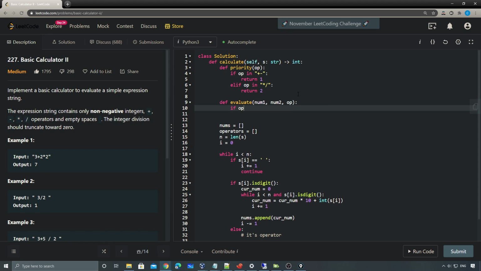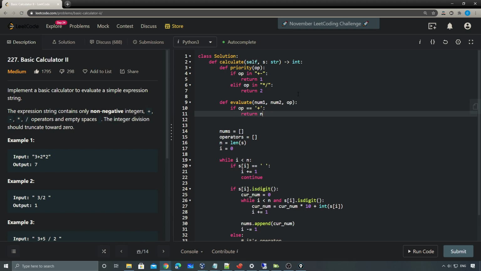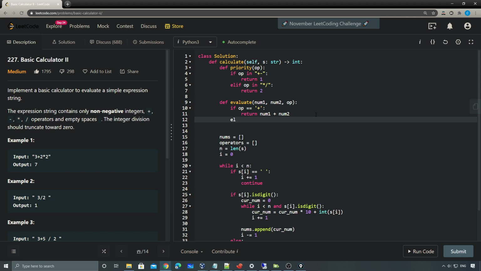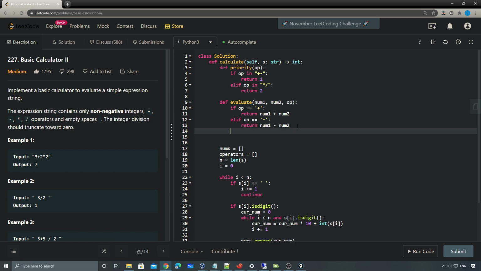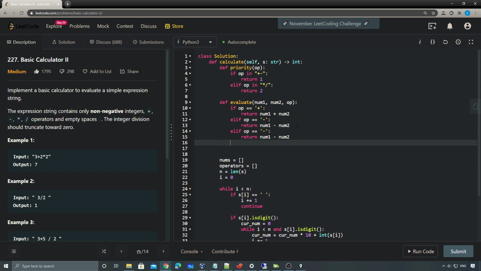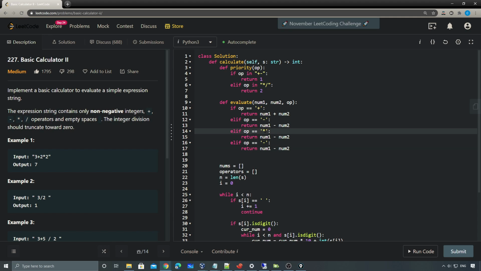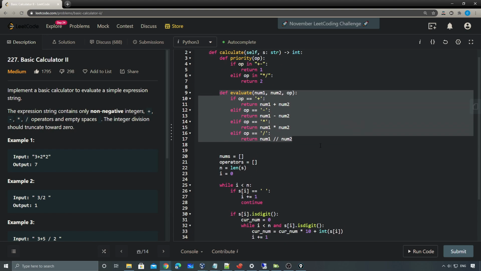So if the operator equals plus, then we return num1 plus num2. I'm just going to copy and paste. If this is a minus, we do a minus. Same thing for the multiply and the divide. So that's how we evaluate our numbers here.